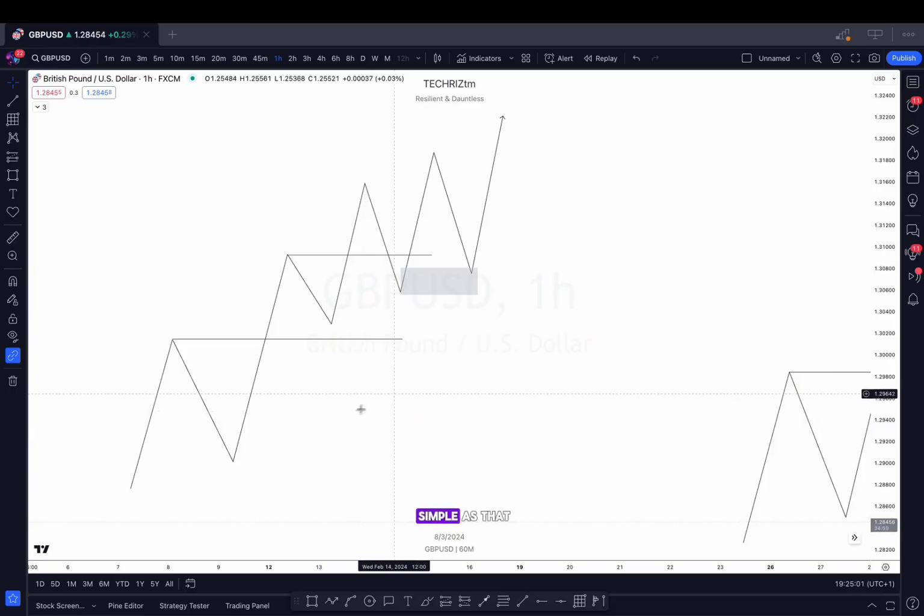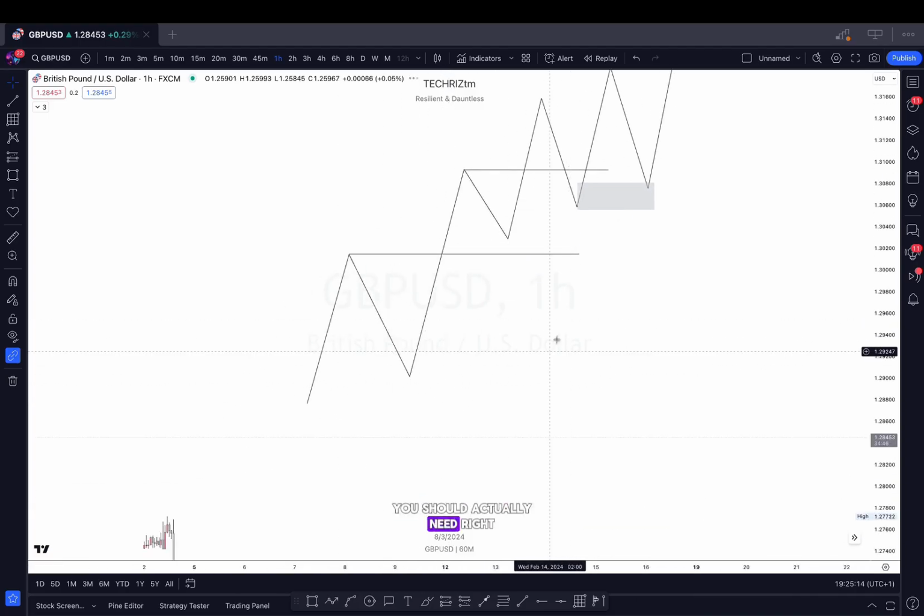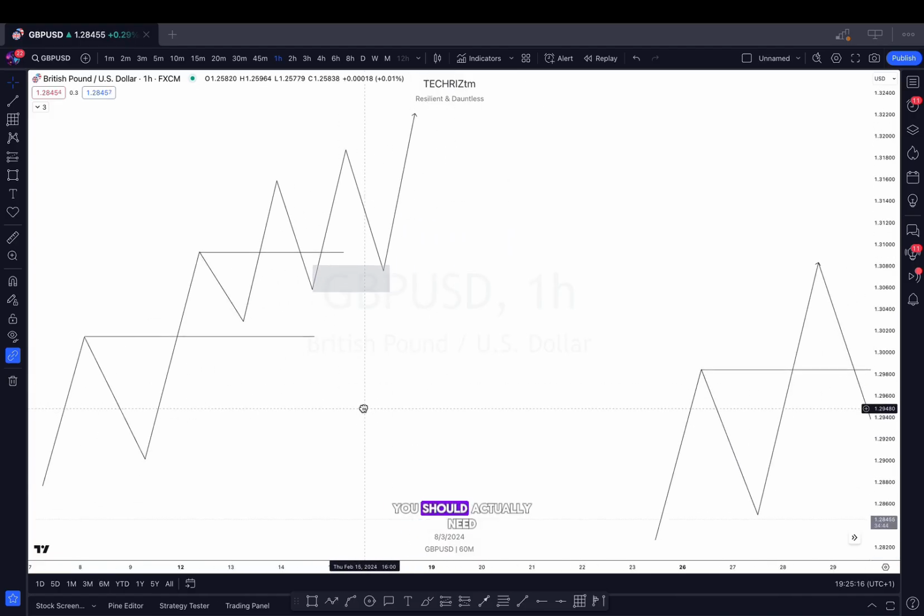So as simple as that. That is efficient and inefficient price action. There is not so much to know about it. We'll talk about EP type 2 some other time. But anyways, this is the basics you should actually need, right?